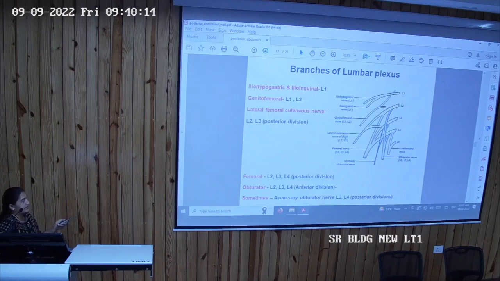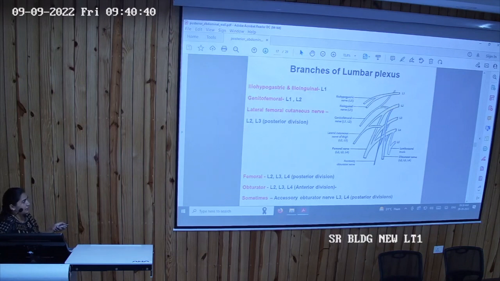Next comes the lateral femoral cutaneous nerve. Now these darker ones are the posterior branches, and this bluish one is the direct branch from the nerve. So this is the posterior division. This lateral femoral cutaneous nerve of thigh is branched from L2 and L3, and these are the posterior divisions. Like in the brachial plexus, you have ventral and dorsal divisions that were forming the trunk.